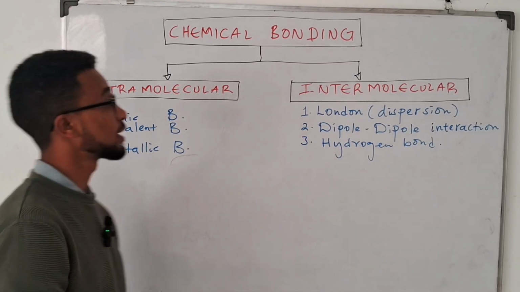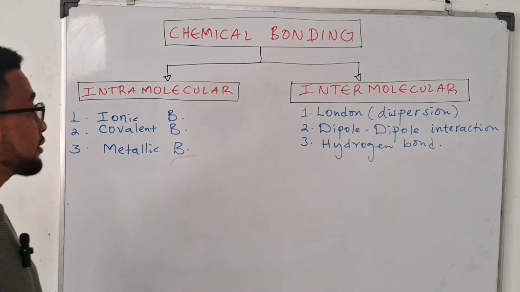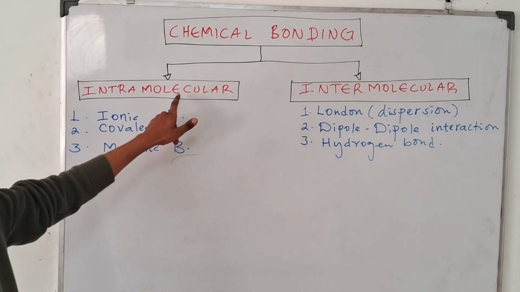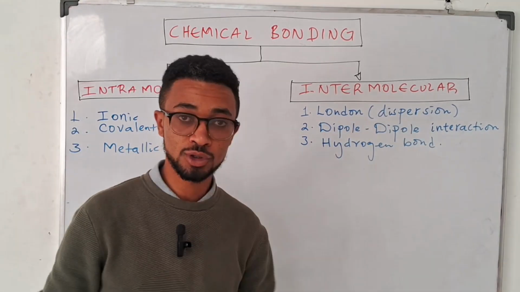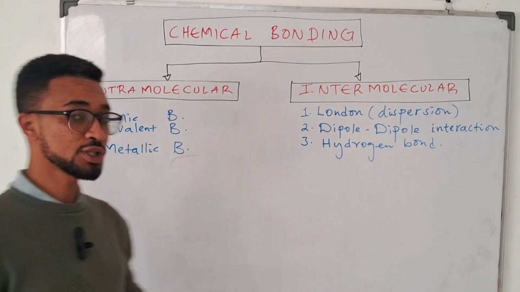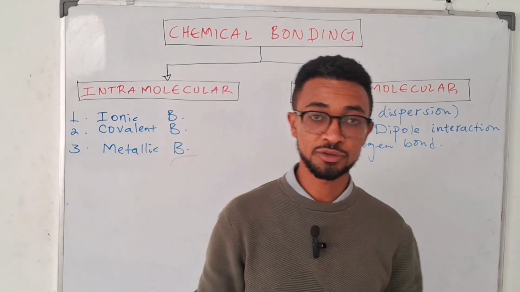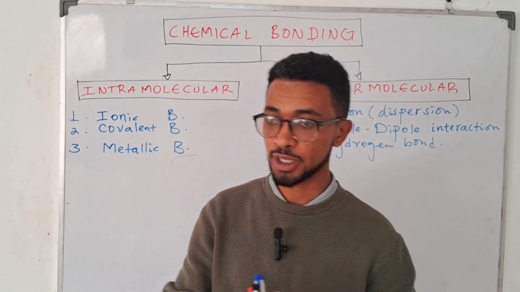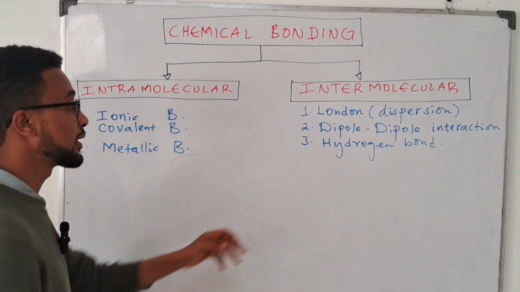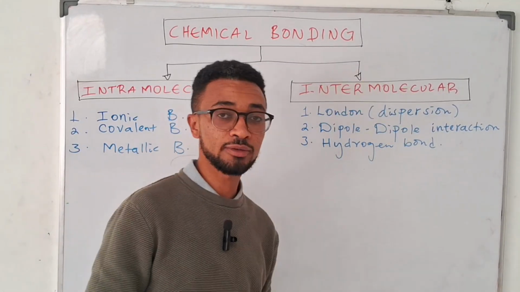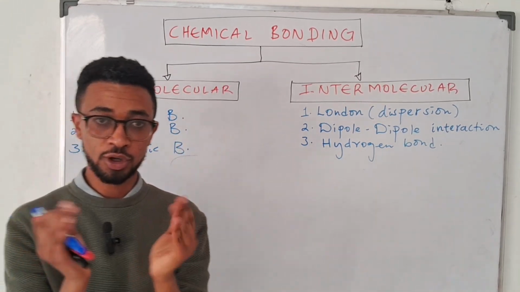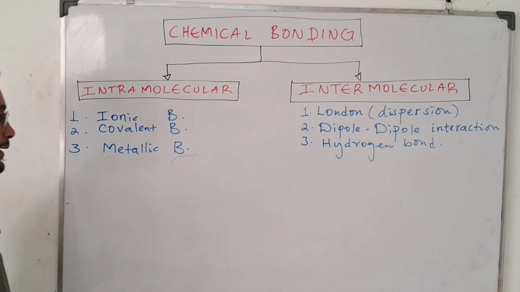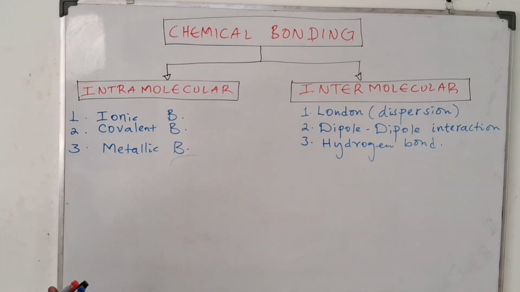Now let's discuss chemical bonding, okay? Generally, chemical bonding can be classified into two: intramolecular and intermolecular forces, okay? Intramolecular forces are electrostatic attraction forces holding atoms in a compound, atoms in a molecule, okay? But when it comes to intermolecular forces, these are forces holding molecules together, okay? Forces holding molecules together. To make this easy, let's look at an example.